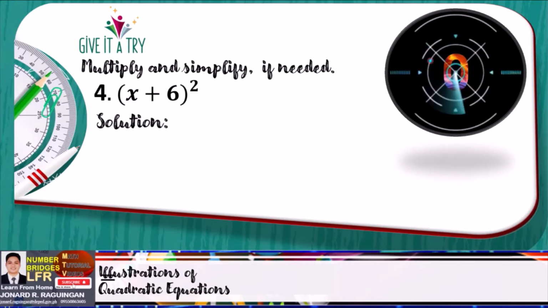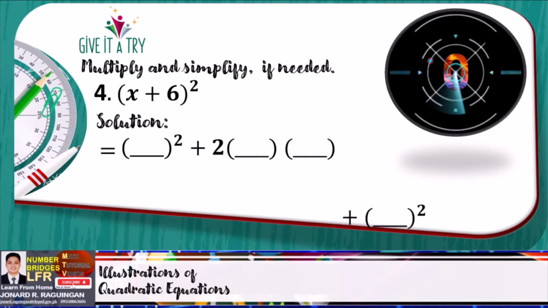To get the product of that, squaring a binomial, the first thing that you are going to do is to square the first term, and to get the middle term, twice the product of the first term and the second term, and to get the last term, square the last term of the binomial. Our first term is x, and our second term is 6.